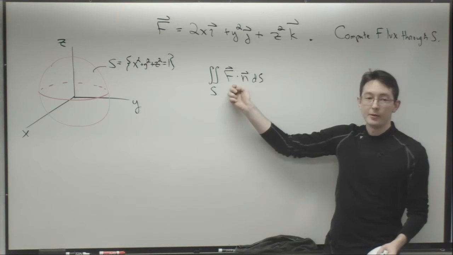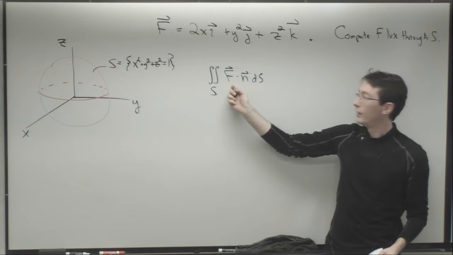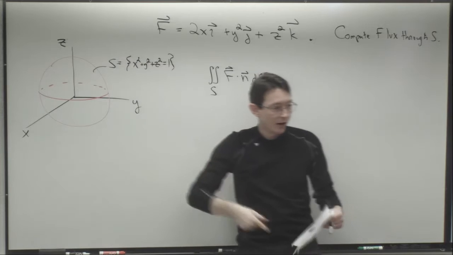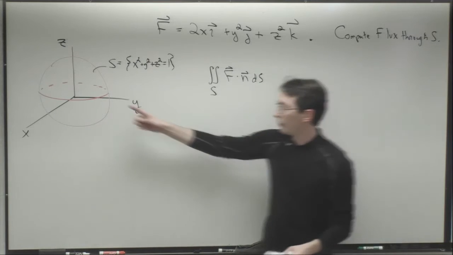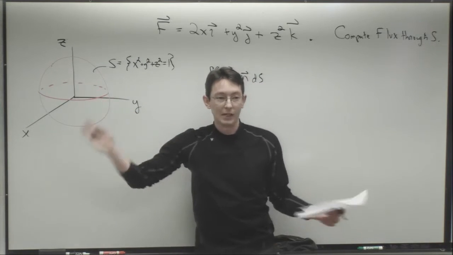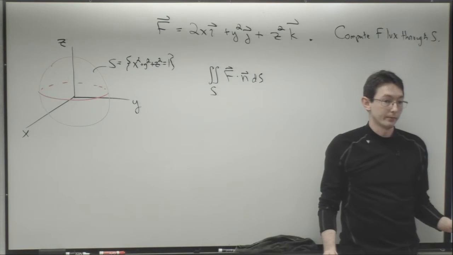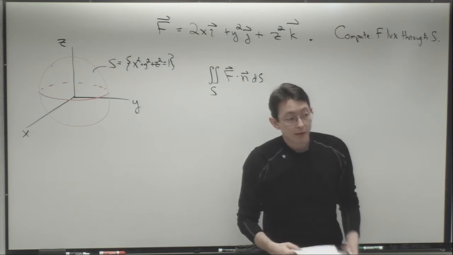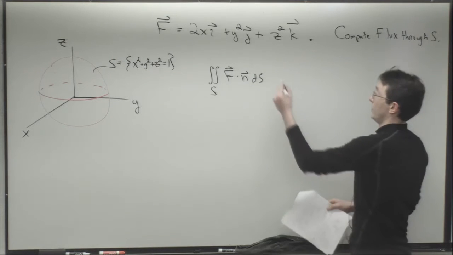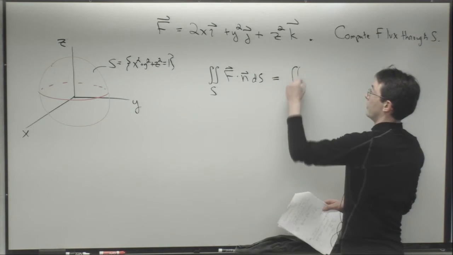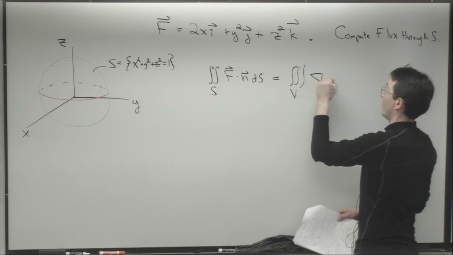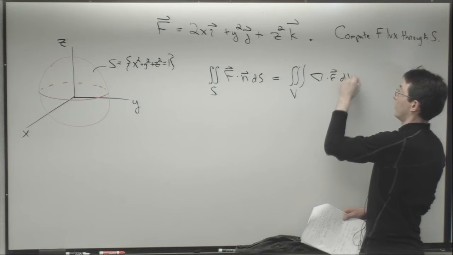But this is going to be super nasty. Like f is this nasty function. I'm going to have to find out what my normal vector is, dot it, and do this weird integral over this surface, which is not easily parameterized by x and y. So it's kind of a pain to do this integral. But Gauss's divergence theorem makes this really, really easy. So this is equal to the integral over my volume of the divergence of f.